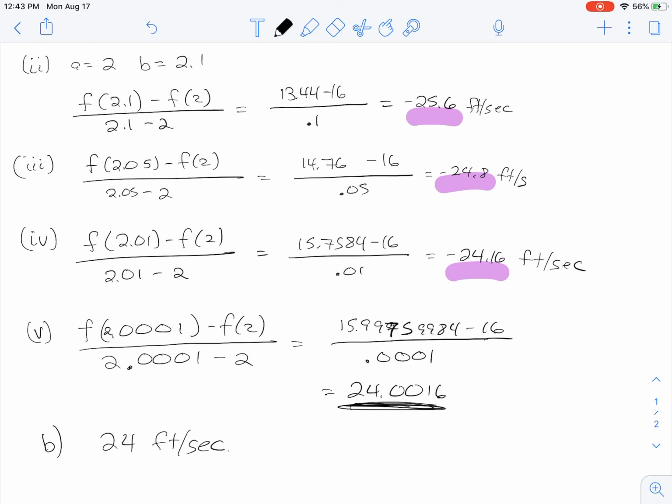This would probably be easier to see if we did it on Desmos, where we could plug in more and more values that get smaller and smaller, or rather get closer and closer to 2. But this is our instantaneous velocity, and it should be negative 24 feet per second.